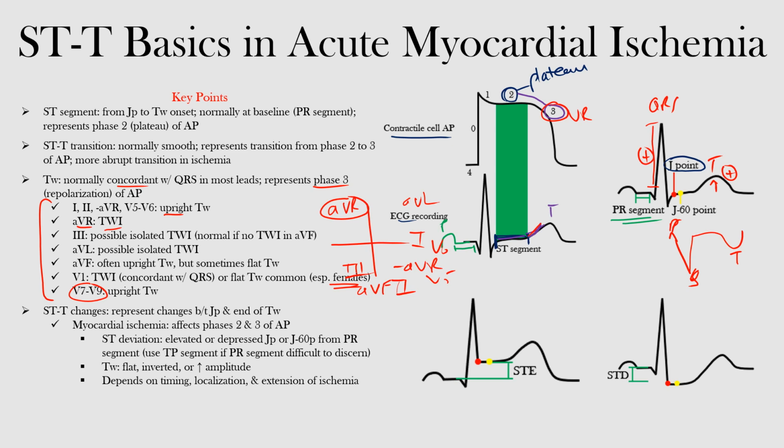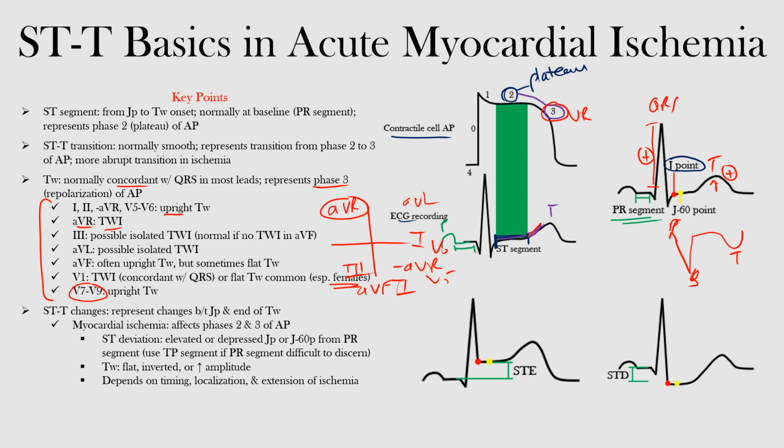All right, now because phases 2 and 3 of the action potential are related, changes to the ST segment will also affect the T wave. These changes between the J point to the end of the T wave are commonly referred to as STT changes. So we've been saying that STT changes are what we call these. So let's look at these STT changes that occur during ischemia. Myocardial ischemia affects the plateau phase, phase 2, and rapid repolarization phase, which is phase 3, and therefore is why ischemia causes these STT changes.